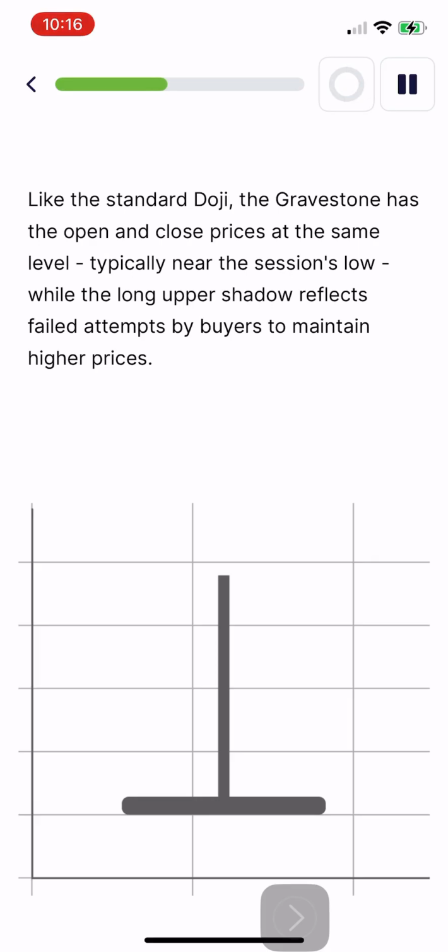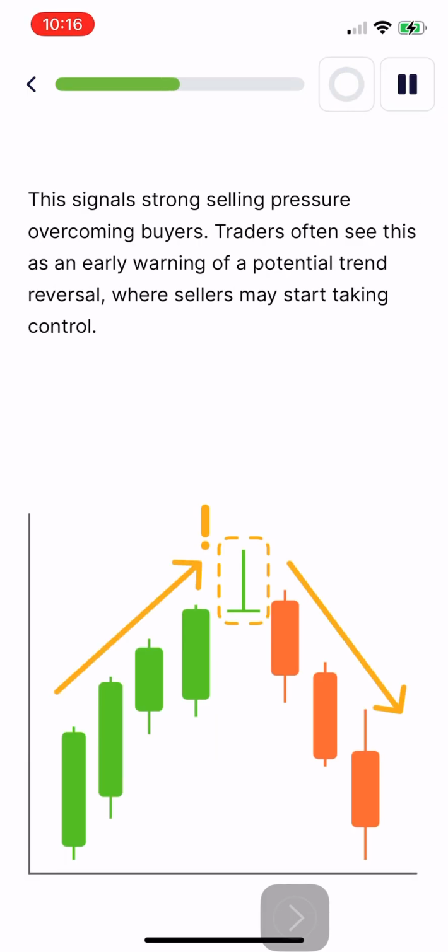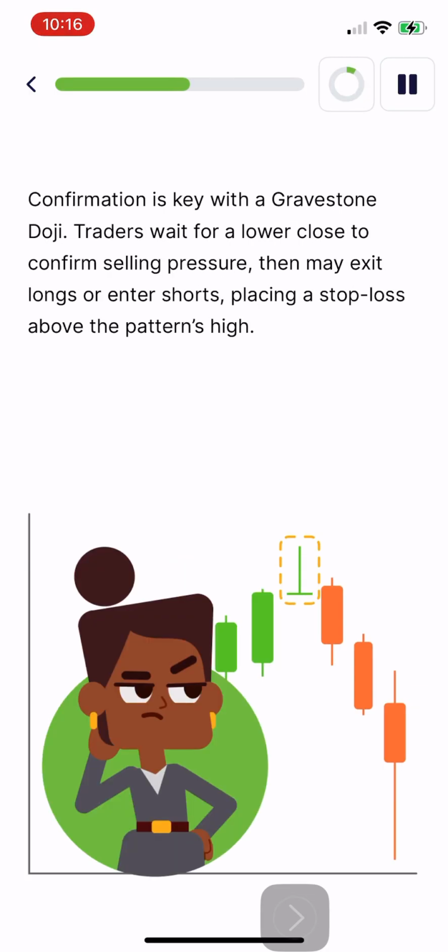Like the standard doji, the Gravestone has the open and close prices at the same level, typically near the session's low, while the long upper shadow reflects failed attempts by buyers to maintain higher prices. This signals strong selling pressure overcoming buyers. Traders often see this as an early warning of a potential trend reversal, where sellers may start taking control. Confirmation is key with a Gravestone Doji. Traders wait for a lower close to confirm selling pressure, then may exit longs or enter shorts, placing a stop loss above the pattern's high.